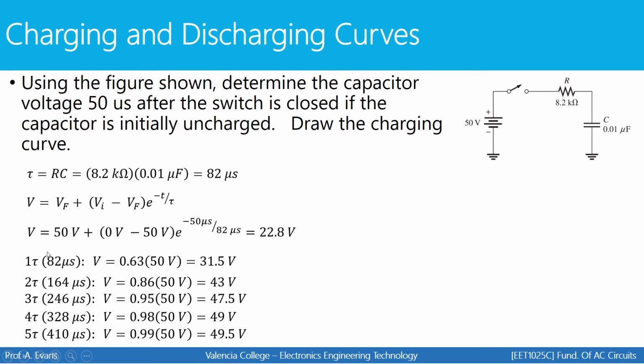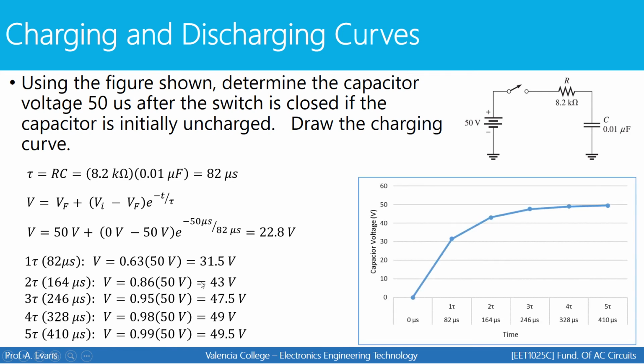So when I plot this as a graph, on my x-axis, I'm going to be plotting my time constants. On the y-axis, I'll plot voltage. Here's what your graph will look like. This is my curve showing at 0 microseconds, we have 0 voltage. And it's going to take approximately 410 microseconds for it to fully charge to the maximum value of 50 volts.